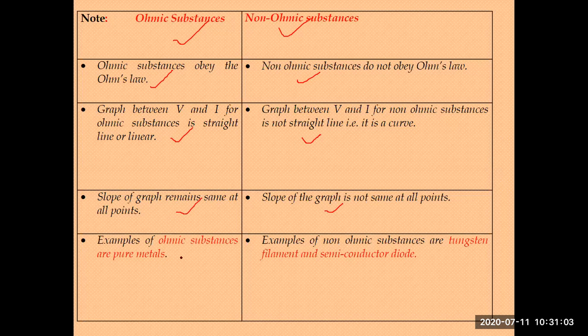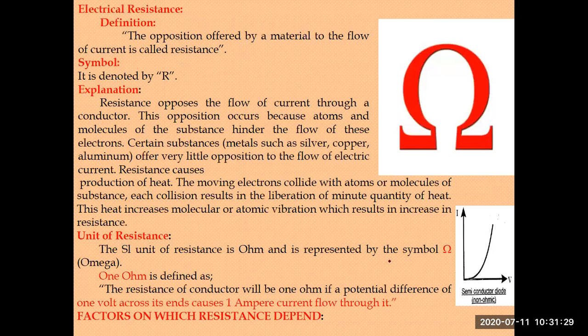Examples: pure metals are ohmic. In case of non-ohmic, there is the tungsten filament, where the temperature is increasing, and the semiconductor diode. These are some of the examples included in non-ohmic types of substances. So these are where you can't apply Ohm's law, where the graph is not a straight line, where the slope is not giving the same value at all the different points.